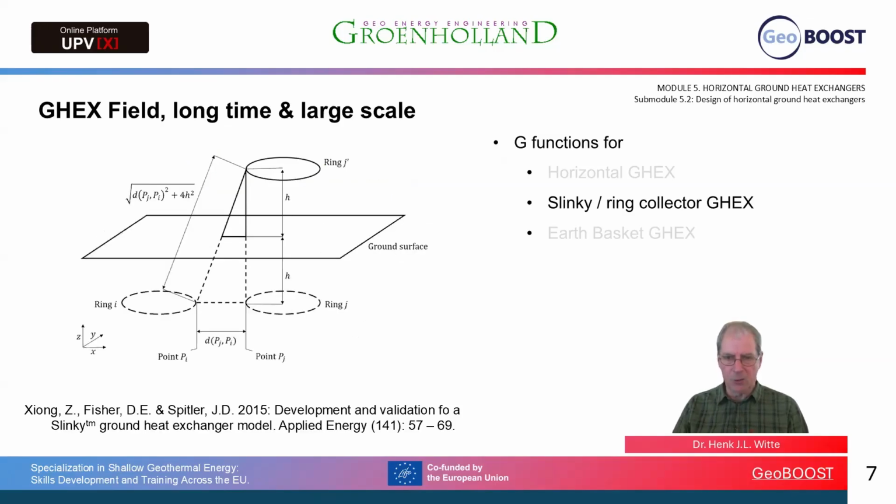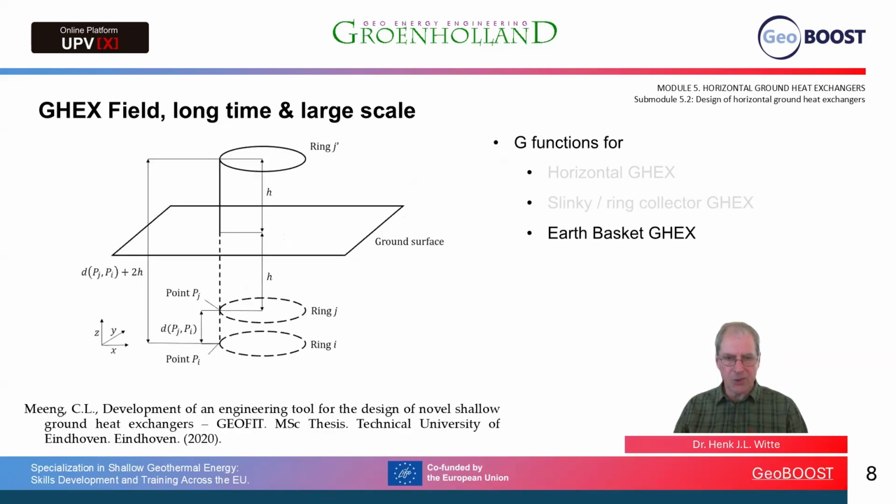For the slinky or ring collector ground heat exchanger, we get a picture something like this, where in the ground we have the rings at a certain depth from the surface, and we can have mirror rings above the surface at a height that is equivalent to the depth that the rings are buried under the surface. We can then define the finite line source equation for these rings and use them to calculate an equivalent G function for a ring collector heat exchanger. This is all detailed in the paper below by Xiong, Fisher, and Spitler 2015, where they developed and validated a ring collector heat exchanger model.